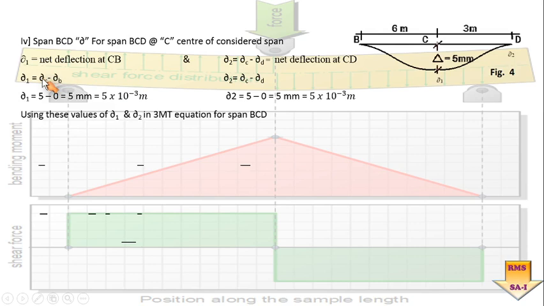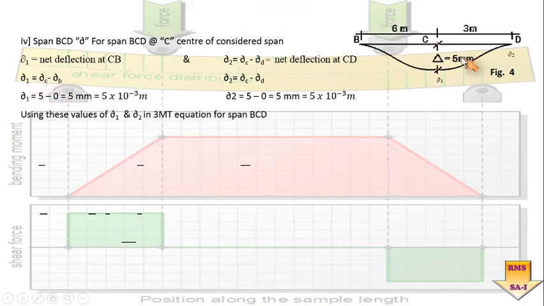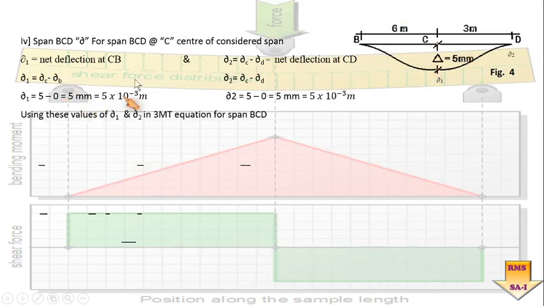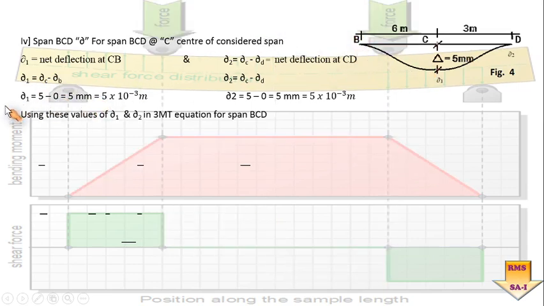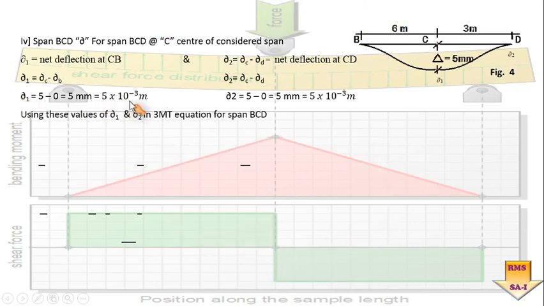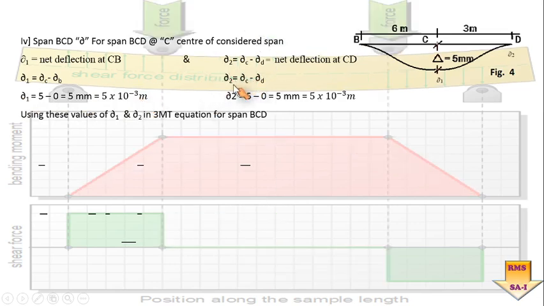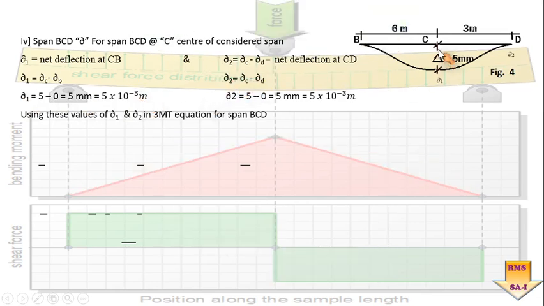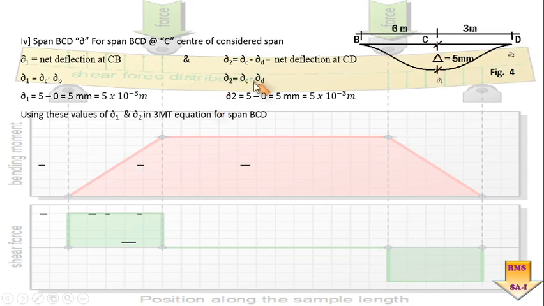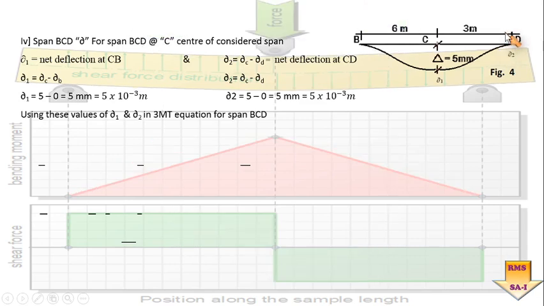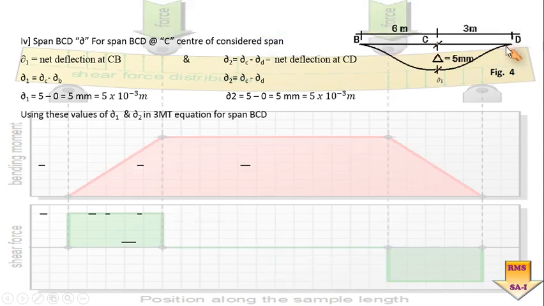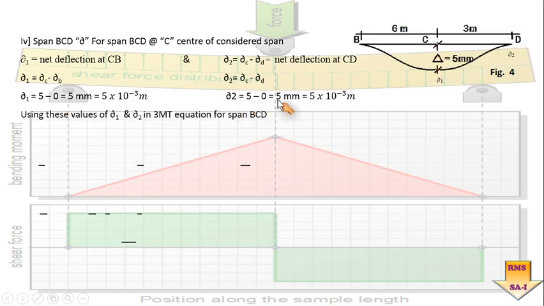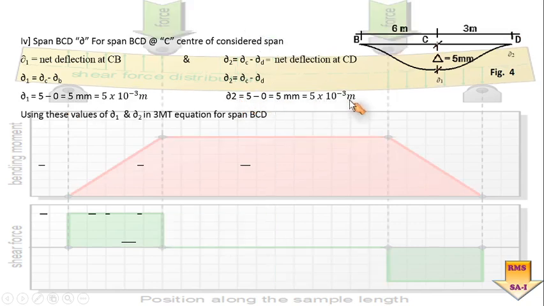So putting those values here, delta 1 is equal to delta C minus delta B. Delta C is already 5 millimeter and delta B is equal to 0 as there is no sinking at this point B. So simplifying this, we are getting delta 1 is equal to 5 into 10 raised to minus 3 in terms of meters. Similarly, delta 2 is equal to delta C minus delta D. Delta C is 5 and delta D is 0, because there is no sinking of this particular support D. So again simplifying delta 2, we are getting 5 into 10 raised to minus 3 meter.